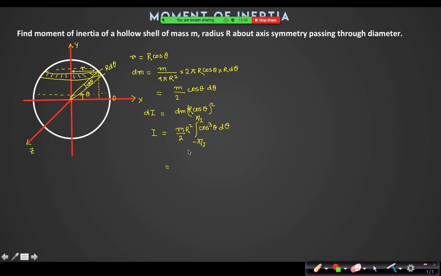Alright, can anyone do that integration? Can I say it is 1 minus sine square theta into cos theta d theta? Why have I written it like this? Look, if I now take sine theta to be z, is cos theta d theta dz or not?